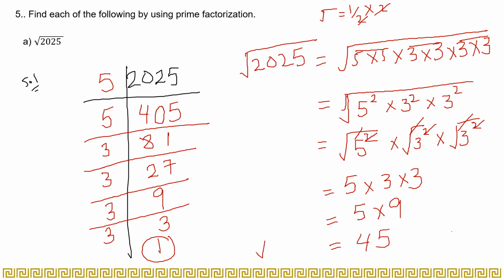And that is the answer for root of 2025. That means if you multiply 45 two times, you will get 2025. That's how you solve prime factorization when a root appears in the questions.